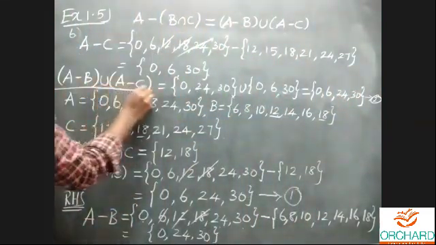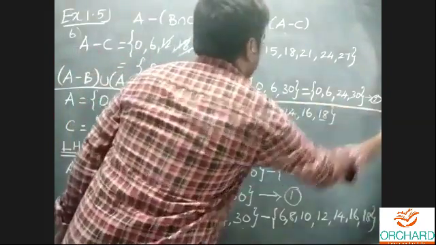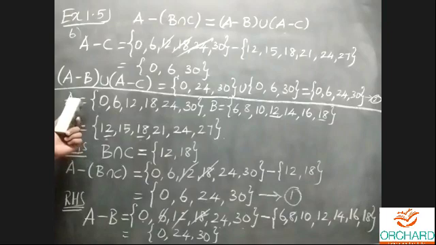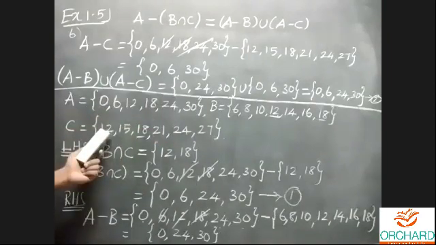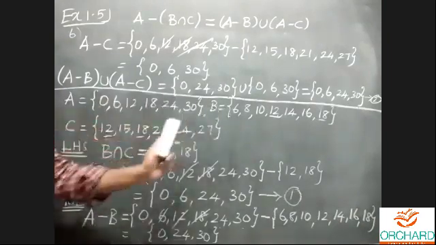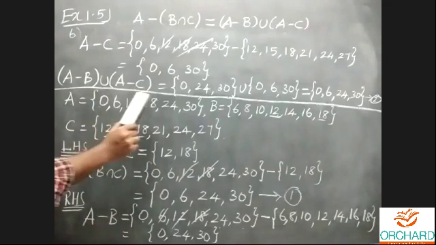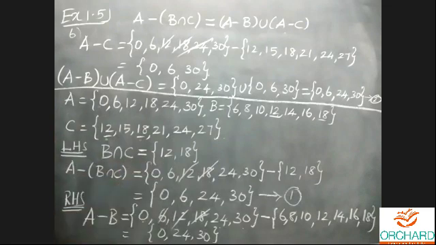Actually, this is only the starting part. I'll separate it by line. Write down the elements of set A, set B, and set C. Next, the left hand side and right hand side. Writing the elements of set A, set B, and set C is 1 mark.